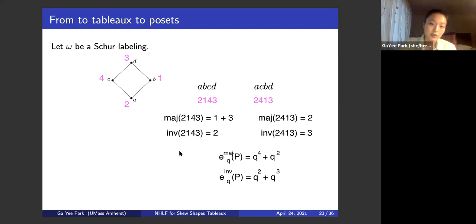And for the inversion case, there's an inversion from 2 to 1 and 4 to 3, so there are a total of 2 inversions. And for 2, 4, 1, 3, 2 to 1 is an inversion, since the inversion doesn't have to be right after. 4 to 1 and 4 to 3 are another 2 inversions. So we have a total of 3 inversions. So the polynomial would be q to the power of 2 plus q to the power of 3.